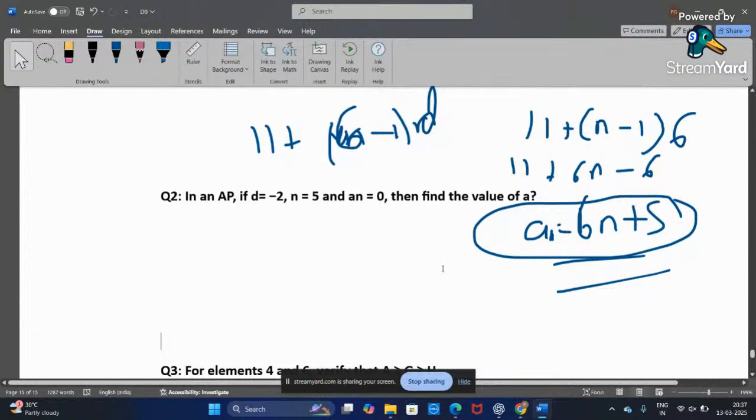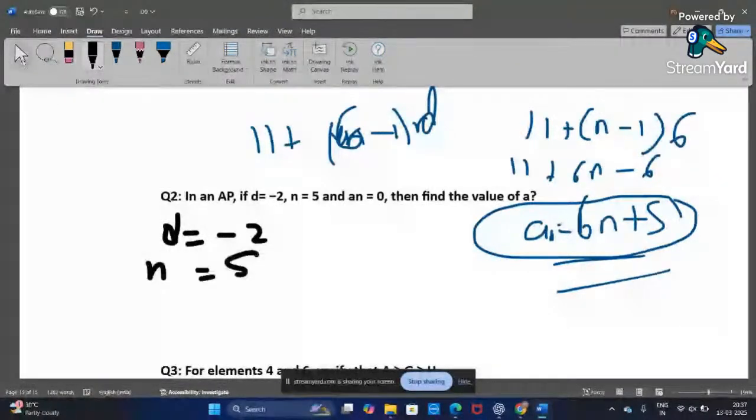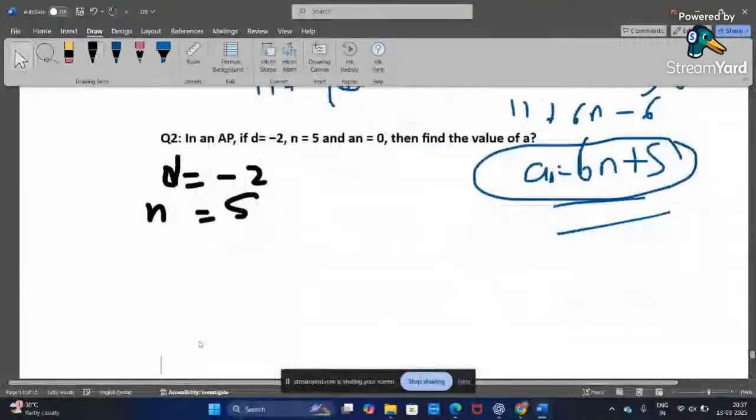Got it? Okay, let's find the next one. In an AP, meaning arithmetic progression, if D equals minus 2 and n equals 5 and an equals 0, then find the value of A. How to solve? Here, they have already given the values. D is minus 2, n is 5. One second. Try to solve this.